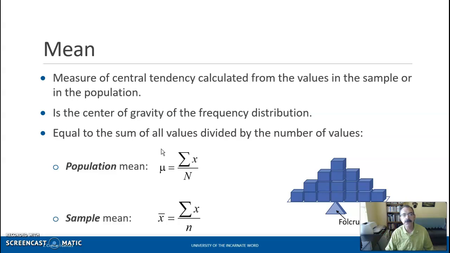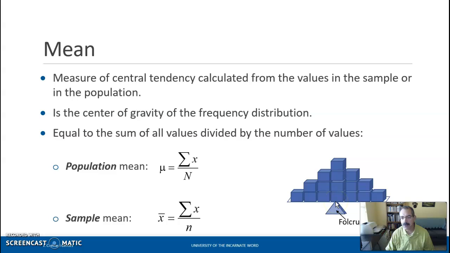All right, the first measure of centrality, and the one that you're probably most familiar with, is the mean. Again, this is a measure of central tendency calculated from the values in the sample or in the population. Physically, it represents the center of gravity of the frequency distribution. So I put this little diagram here where you have the frequency distribution put on a plank, and then you use the fulcrum, and you move this fulcrum around until the whole thing is balanced on the tip of the fulcrum.